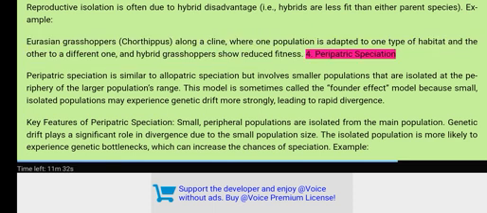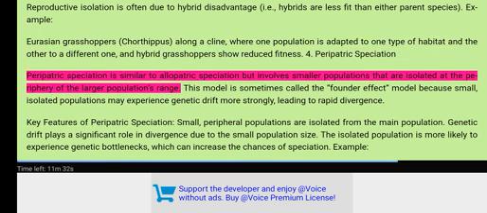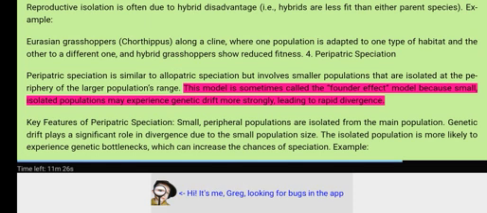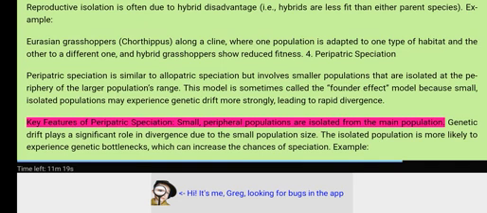4. Peripatric speciation. Peripatric speciation is similar to allopatric speciation but involves smaller populations that are isolated at the periphery of the larger population's range. This model is sometimes called the founder effect model because small, isolated populations may experience genetic drift more strongly, leading to rapid divergence. Key features of peripatric speciation.